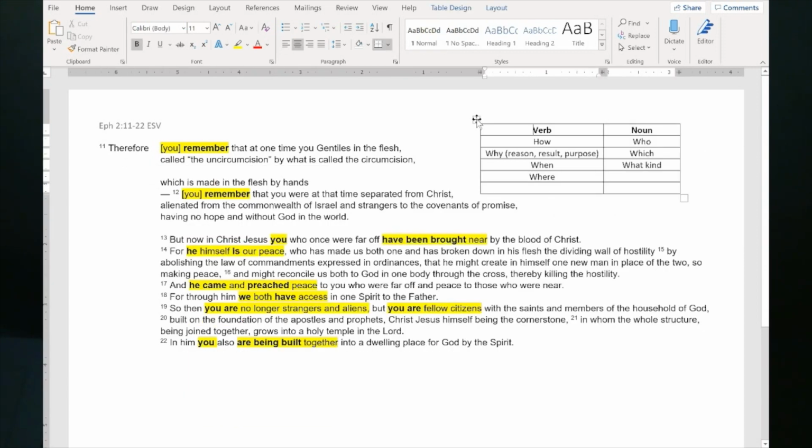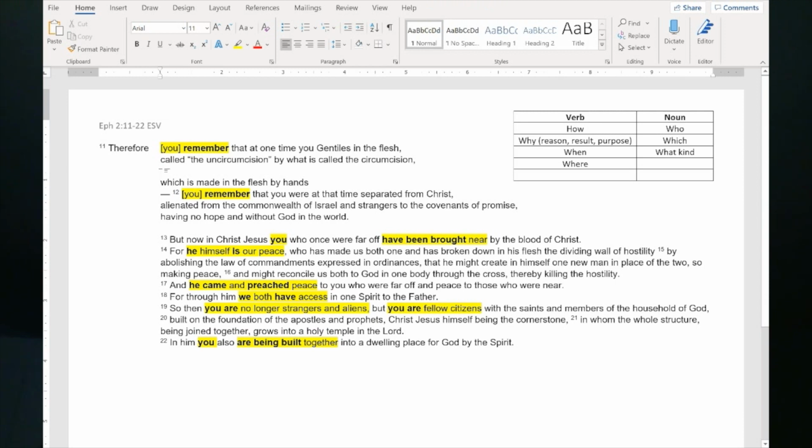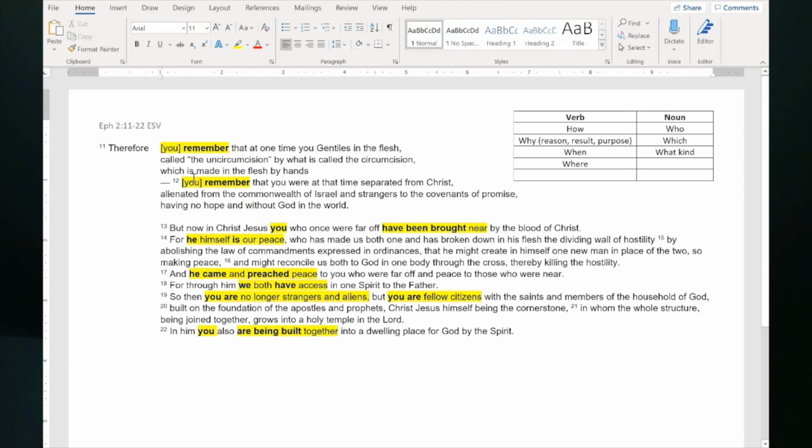We'll just do that for now. What you want to do is take these phrases and use them. You want to see what it is that they're actually telling you more about. So if we take this first phrase here, a clause, it says, "called the uncircumcision by what is called the circumcision." All that's happening here is Paul is telling you who the Gentiles are.